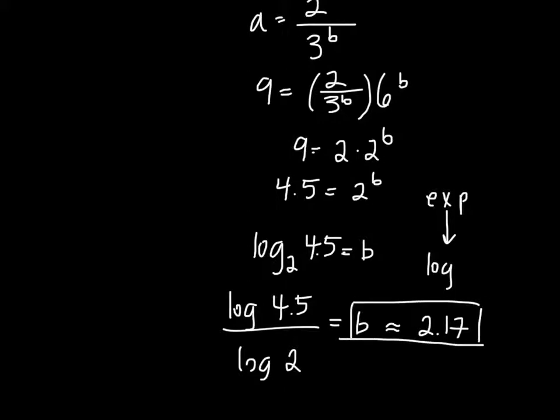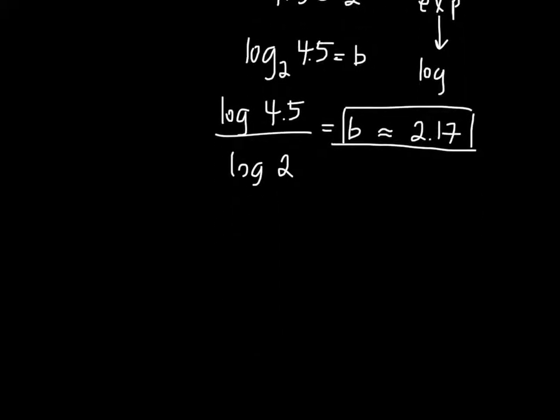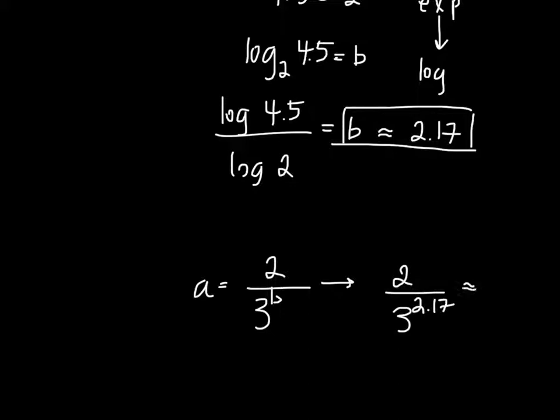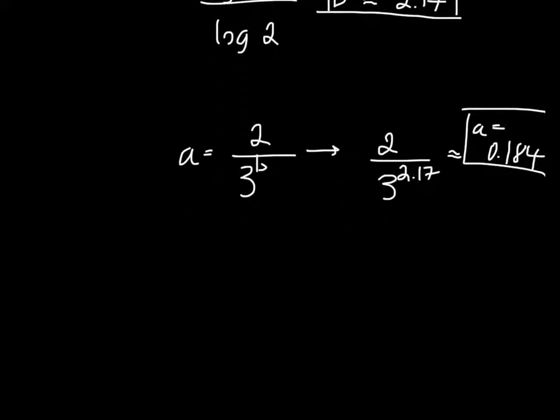Then we can solve for a. a equals 2 over 3 to the b. 2 over 3 to the 2.17, approximately 0.184. So now we have our a and our b. Let's plug this into our function. y equals 0.184 x to the 2.17.